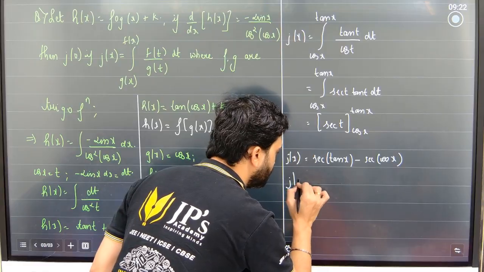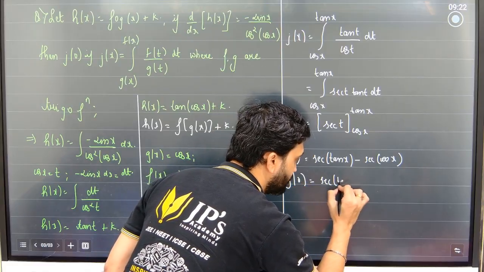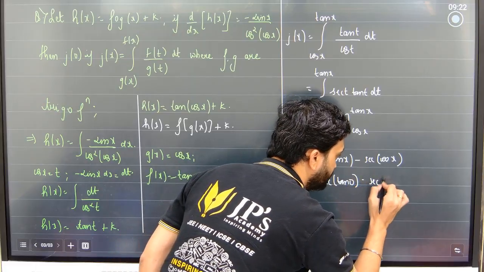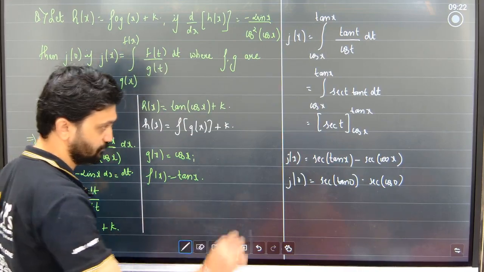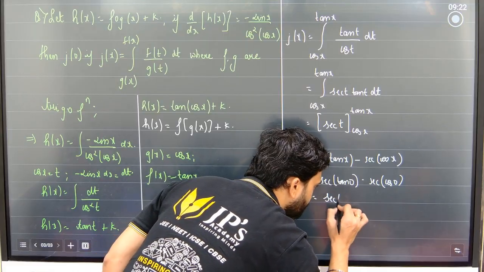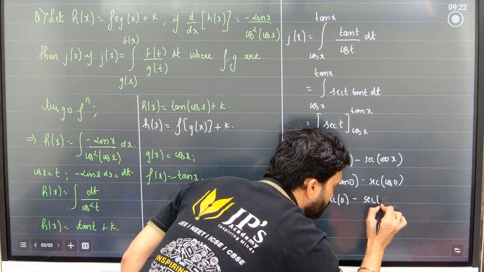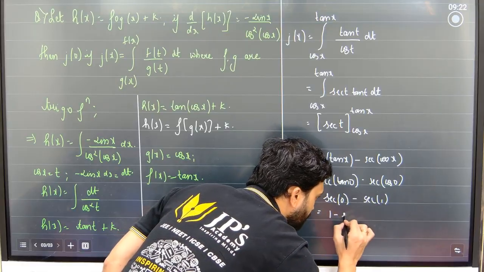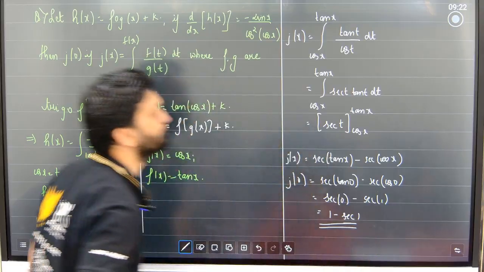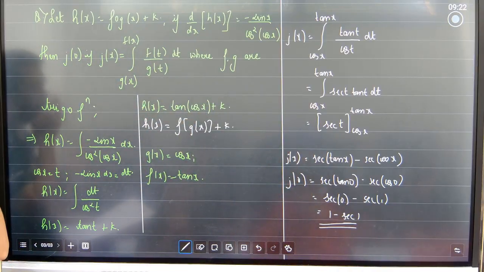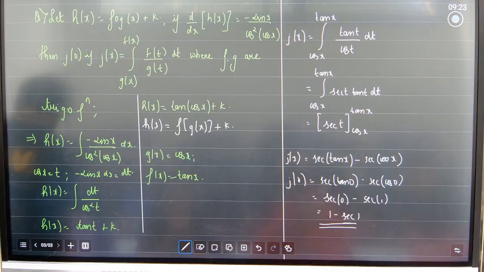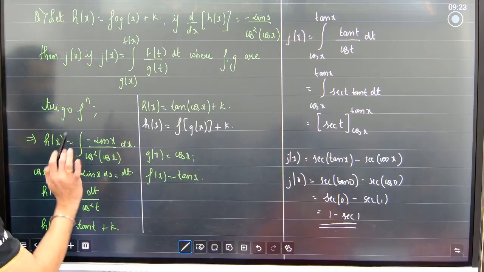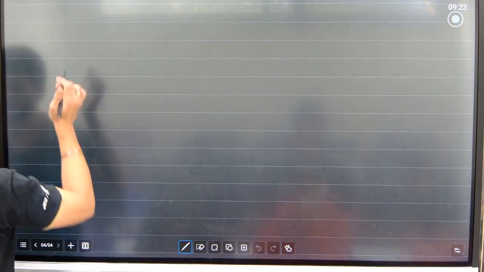Therefore, g of 0 will become sec of tan 0 minus sec of cos 0. This will become sec of 0 minus sec of 1. Sec 0 is 1. So my answer is 1 minus sec 1. Very basic sum. We just substitute the values and we got the answer. And this is how we basically do these kind of sums. Okay, a very good sum. Okay, next.